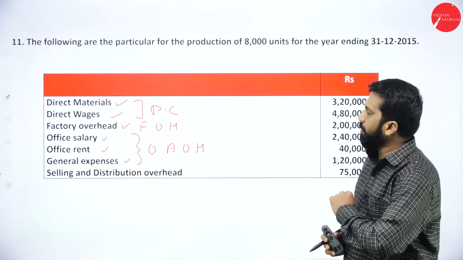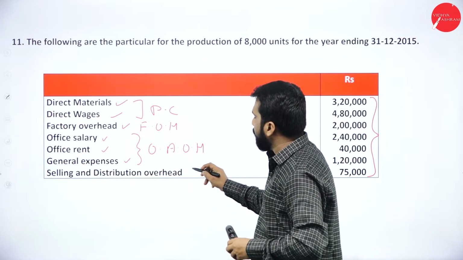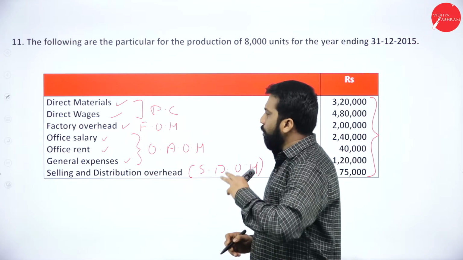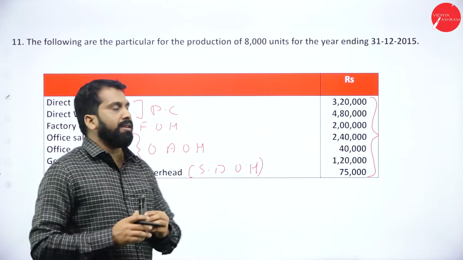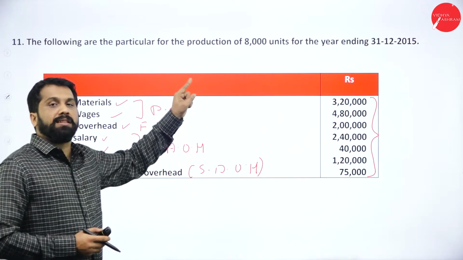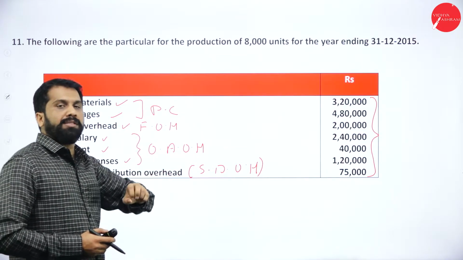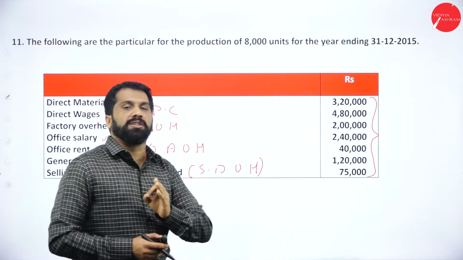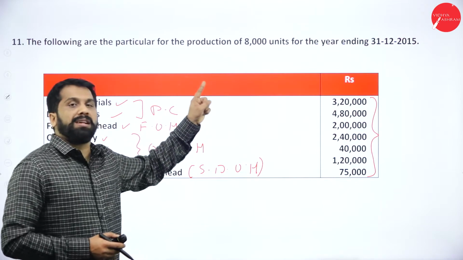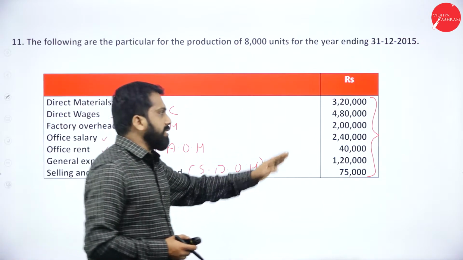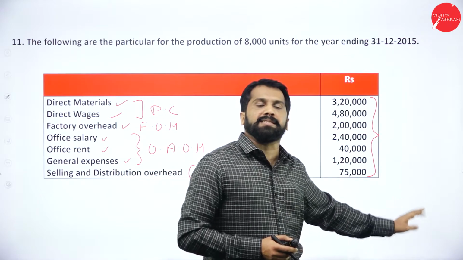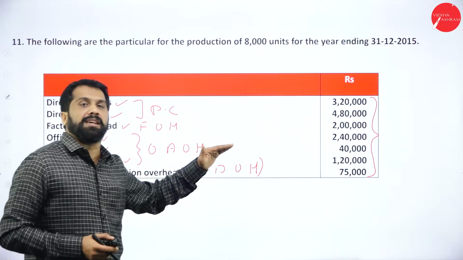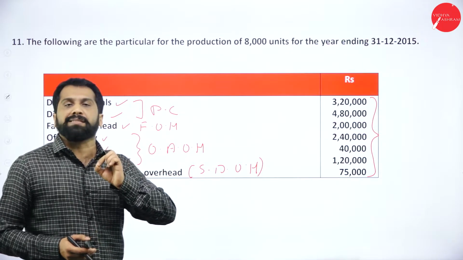Almost 80% we have done. The last thing is selling and distribution overhead. All the informations they have given. What is the number of units? 8,000. Remember that because you have to do calculation for finished goods. In case of a quotation problem, the units are very important. In a normal problem, it is easy, you just have to divide and write the answer. But in case of quotations, for sales as well as your finished goods, we have a small calculation. We'll do that.